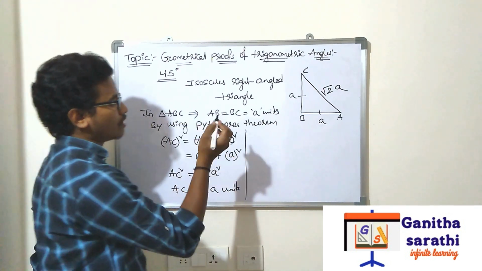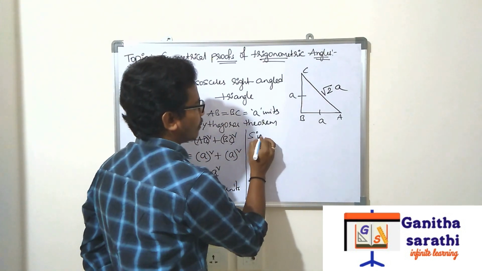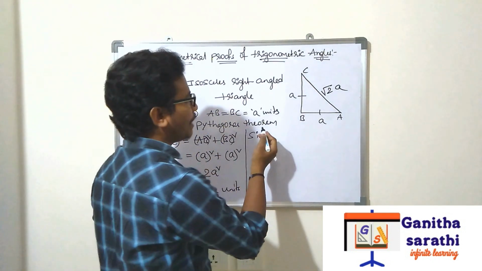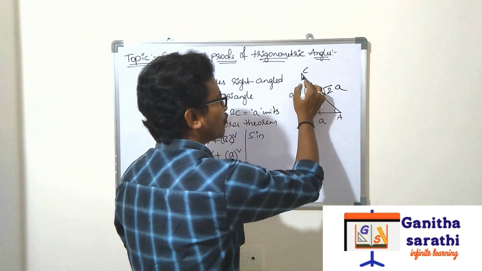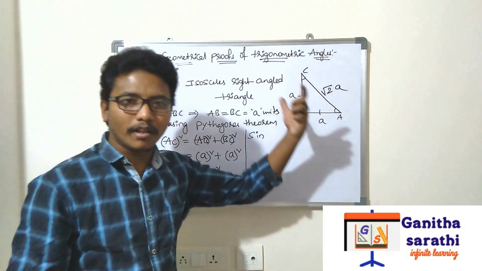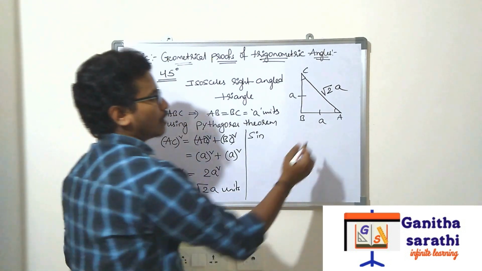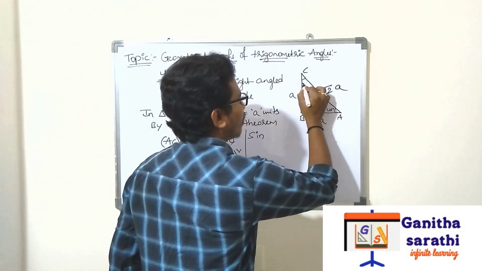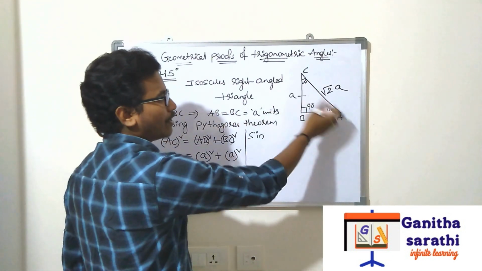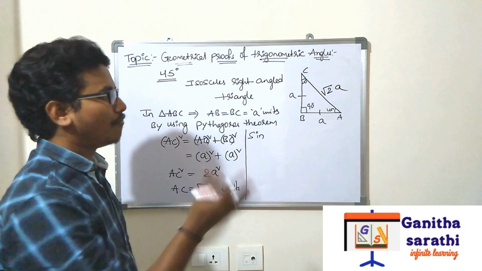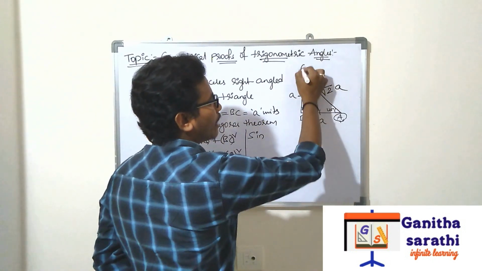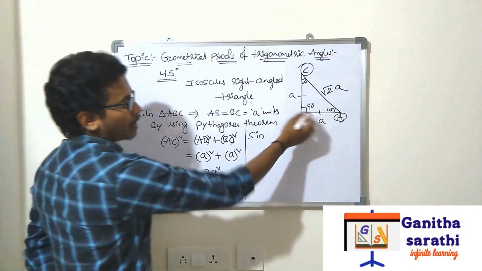How will we find them? First use sine. See here, if two sides are equal, the angles opposite to equal sides will also be equal. So how much will be the equal angles? 45 and 45. Why? Because this is a right angle triangle. If this is 90, the other two angles should be 45 and 45. Now you can take A as an angle or you can take C as an angle. That's up to you.